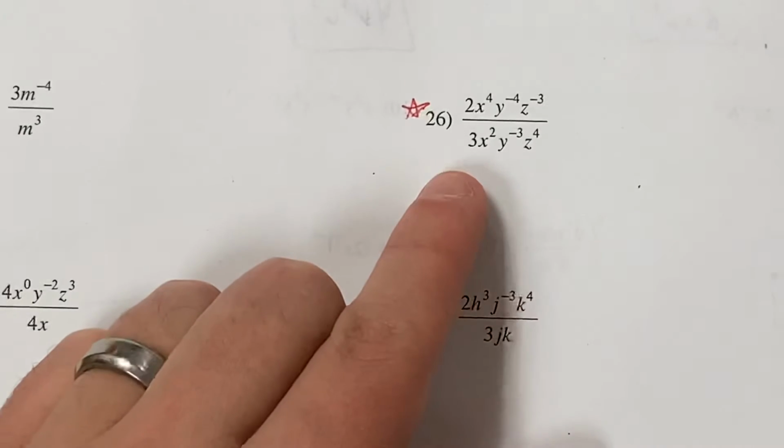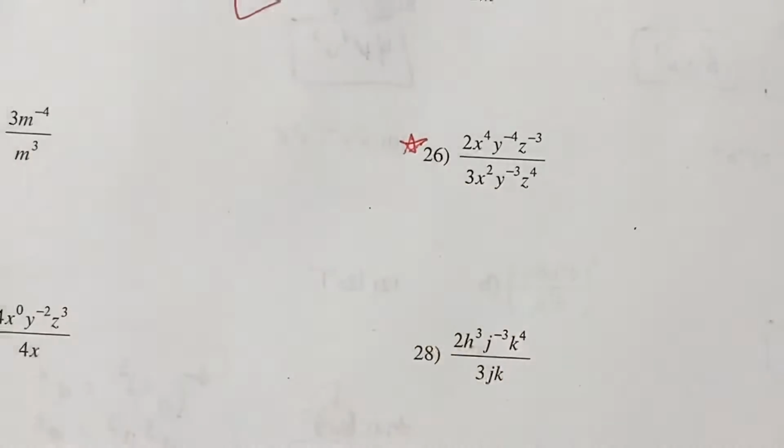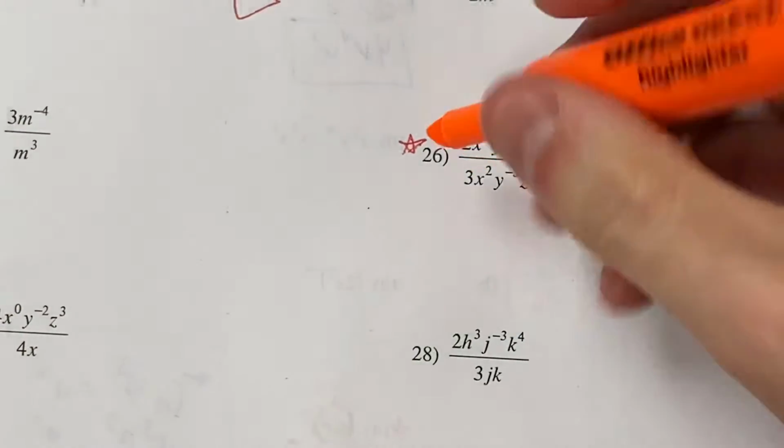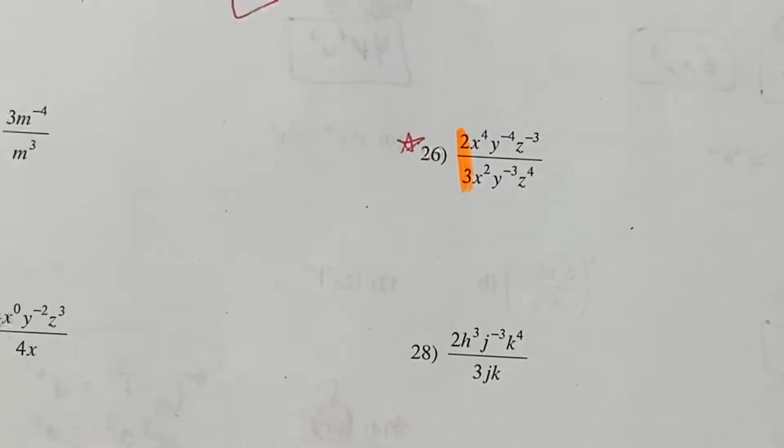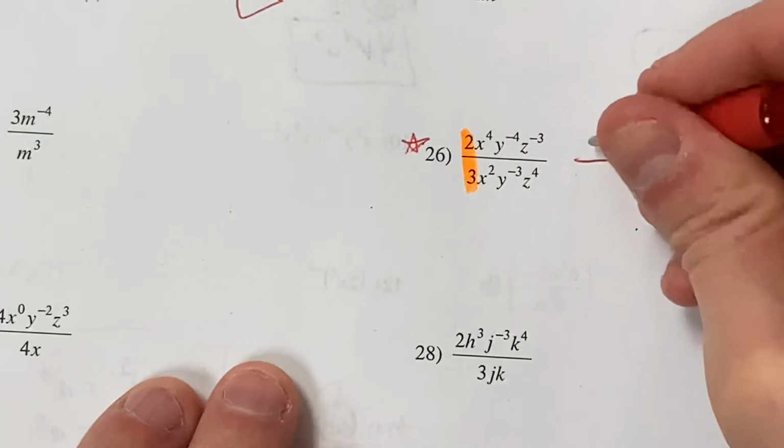And 26, there we go. With 26, I see some regular numbers again. 2/3 are just regular numbers. You can't simplify 2/3, which means my answer is just going to have the 2/3 again.